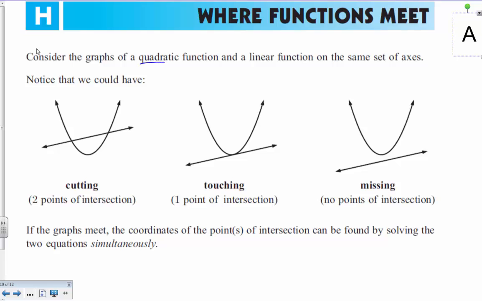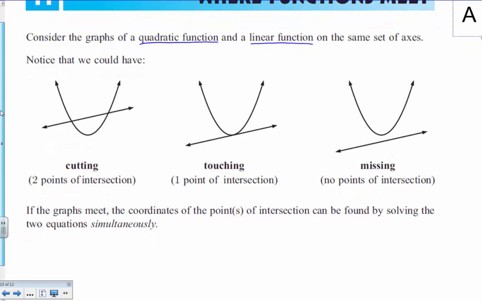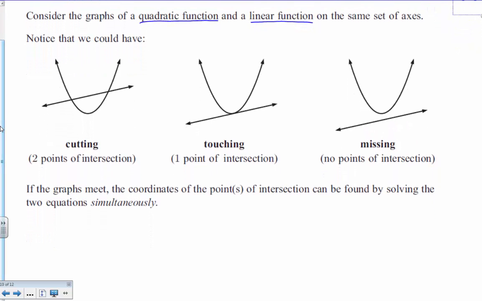Now if we consider a quadratic and a linear function, and they're drawn on the same set of axes, there are a couple of possible situations. The line could cut through the quadratic and you will have 2 points where they intersect. You could have where it touches the vertex, and in that case there's only 1 point of intersection. And finally, you get the other case where the line just completely misses the quadratic. If these lines meet, the coordinates of the points of intersection can be found by solving two equations simultaneously.